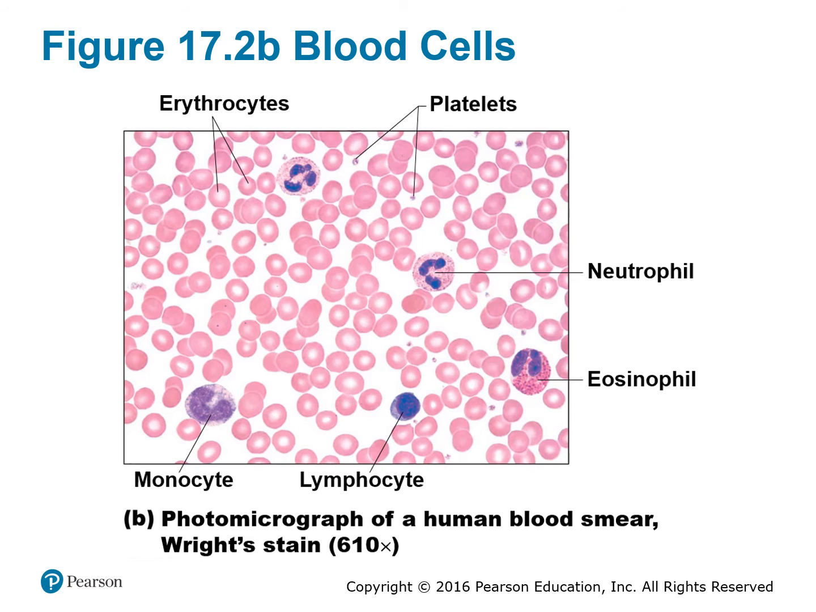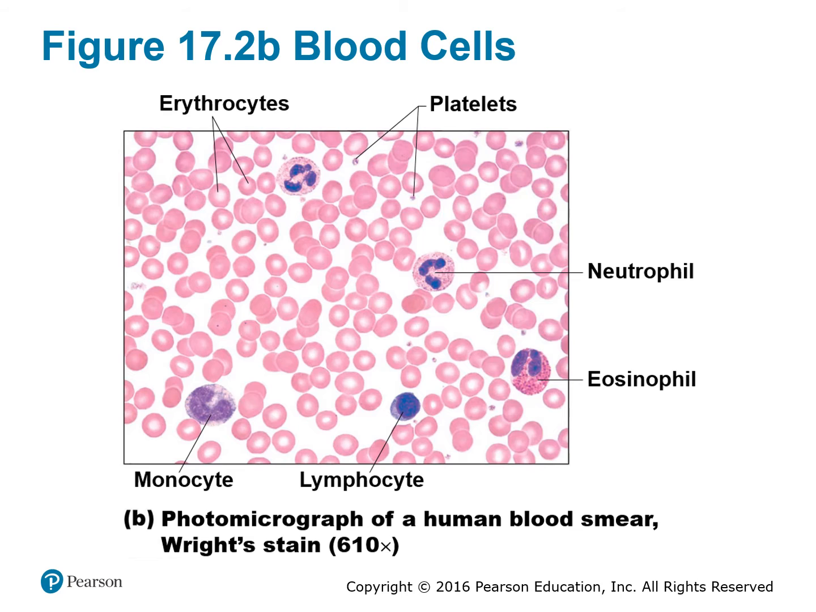So here's a photomicrograph of a human blood smear using what's called a Wright stain at a very high power magnification, a 610x magnification. You can see some of the formed elements. You can see the fragmented platelets. You can see the erythrocytes with the pale center, indicating that they don't have a true nucleus. You can see some of the cells that are involved in the immune response and inflammation. You'll see the neutrophils, the eosinophils, monocytes.